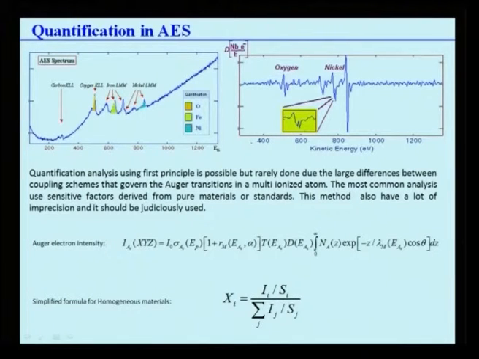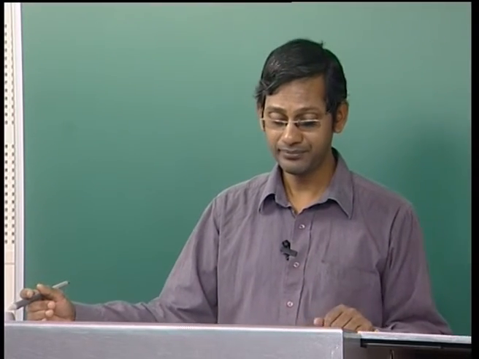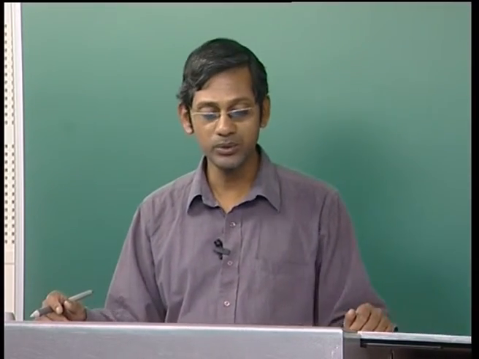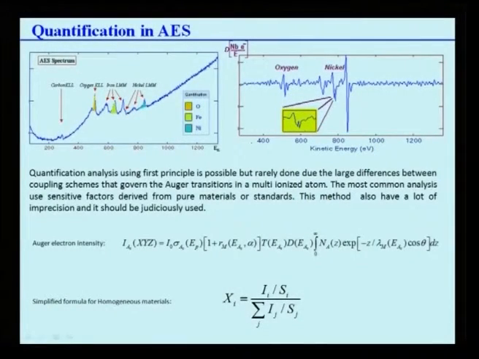The most common analysis uses sensitivity factors derived from pure materials or standards. These also have a lot of problems of precision and should be used judiciously. Because I would like you to know that AES allows us to quantify different elements present on the sample surface, but precisions are much poorer than XPS. So what is the actual mathematical equation which uses the sensitivity factor? Actually, the AES electron density at any position x, y, z is given by this big equation.